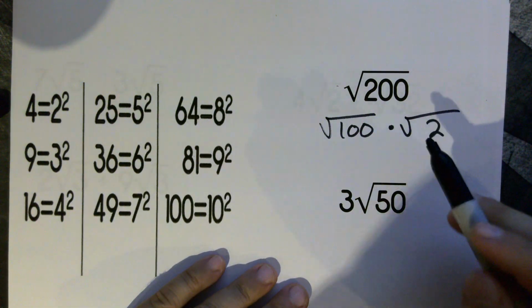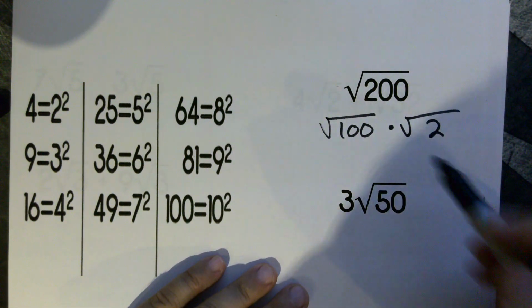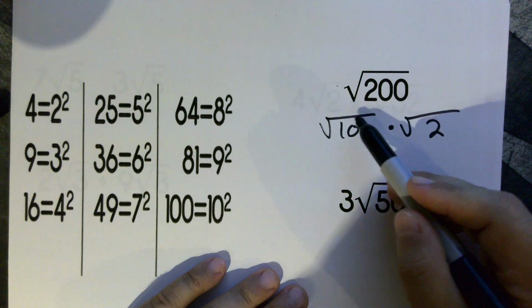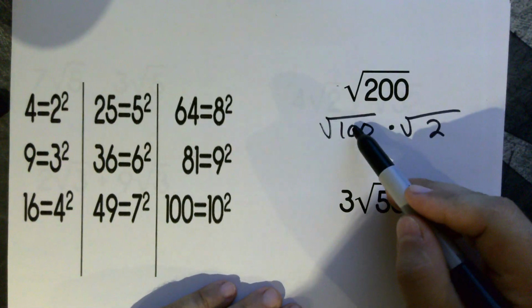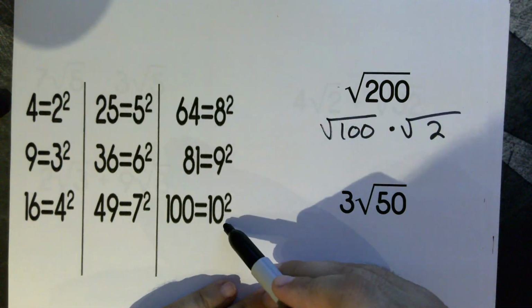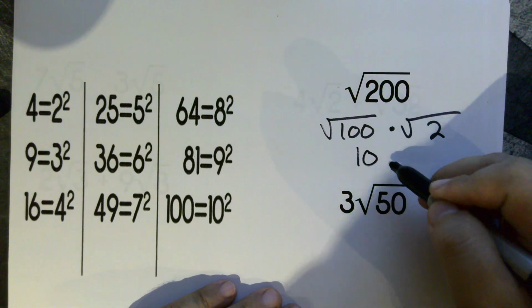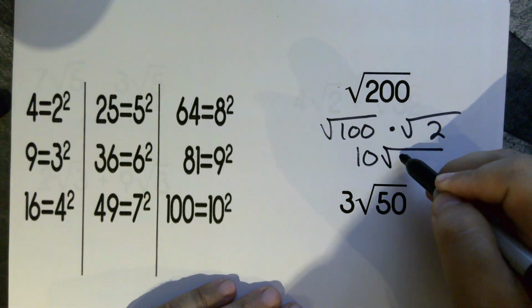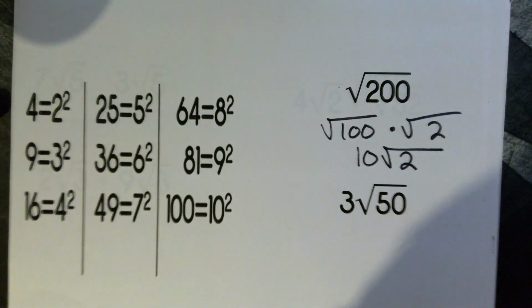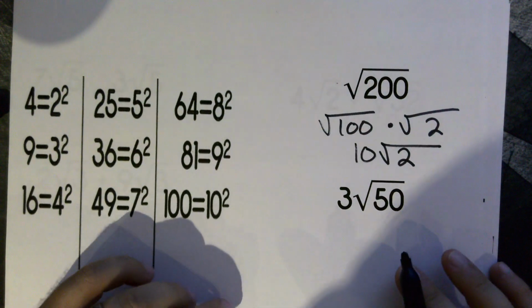Now I don't know what the square root of 2 is. If we put it in a calculator, it's a really long, weird number. But I know what the square root of 100 is. That's 10 squared. 100 is 10 squared. So the square root of 100 is 10. So we simply take the 10, we put him on the outside, and the 2 is left underneath. So this is 10 times the square root of 2.